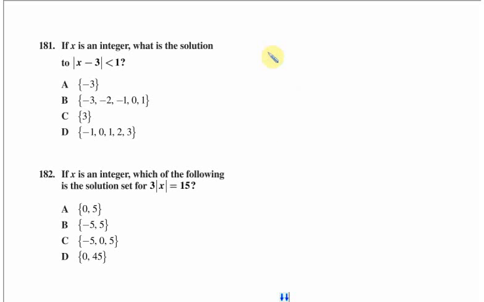Alright, so today I'd like to talk about not really the concept on these two problems, but really a test taking strategy. By substituting in the answer, a lot of times you can figure it out without really knowing the concept. Like in this case, you don't need to know too much about absolute values and inequalities to just figure out the answer. By substituting in the answers, right? One of these has to be correct, A, B, C, or D.